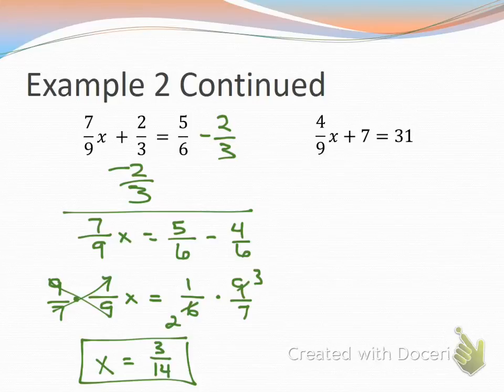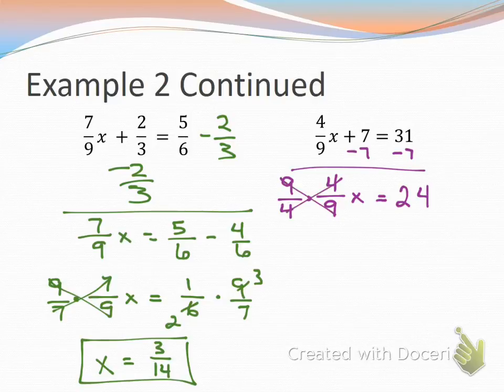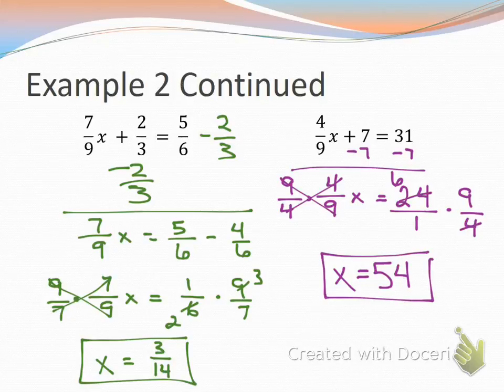All right, second one. I'm going to do this one in purple. Subtract 7, 4/9 x. Don't you think this one was easier? Yeah. Minus 24. Multiply by 9/4. It's just easier because you don't have to do the reciprocal. Times 9/4. 6. X equals 54. Who got that one right? More. Good. Awesome. Very good.